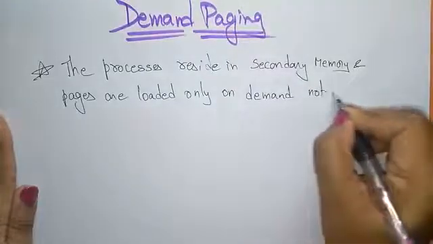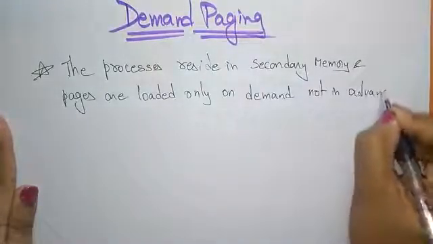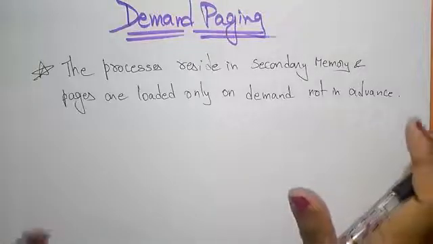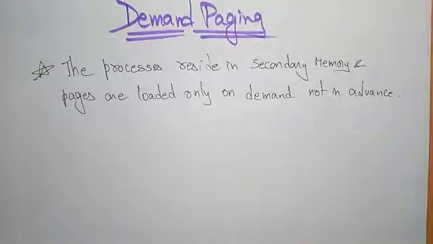not in advance. The main memory starts whenever you switch on the computer. The main memory, that is, everything will be free. The main memory is nothing but RAM, random access memory. Whenever your system is on, the RAM is free. The processes are present in the secondary memory, and the pages are loaded to the main memory only on demand, not in advance.